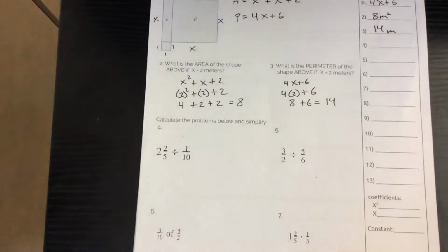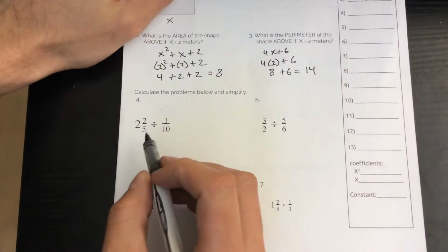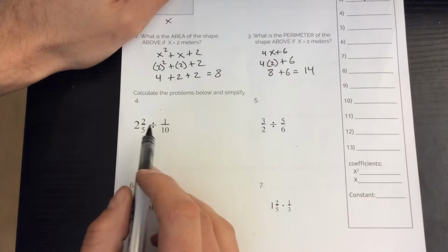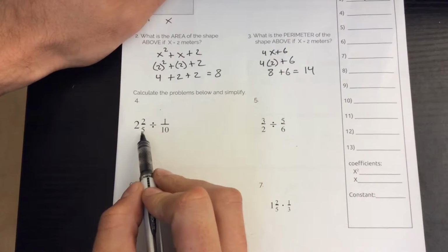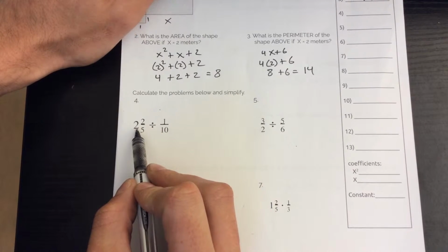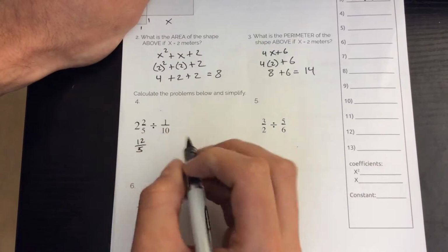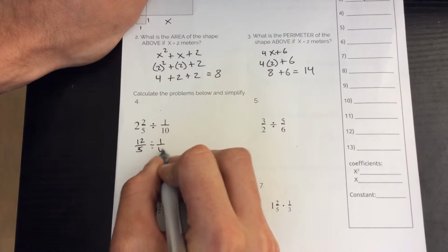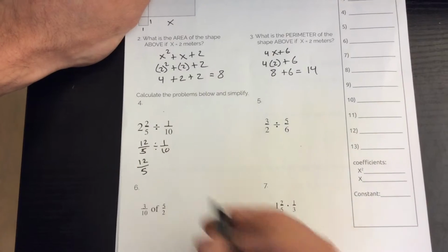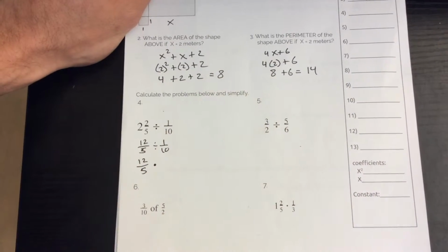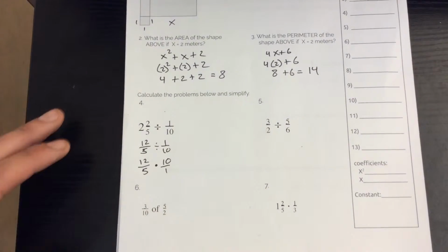All right, coming down to number 4, we're looking at a division problem with a mixed number. We know that we can flip and multiply, but we're going to need to change our mixed number to an improper fraction first. So 5 times 2 is 10. 10 plus 2 is 12, and we keep the fifths. And we're dividing by 1 over 10. Now we know that we can take this and we can keep the first fraction. We change the division to multiplication, and now we flip our second number to its reciprocal.